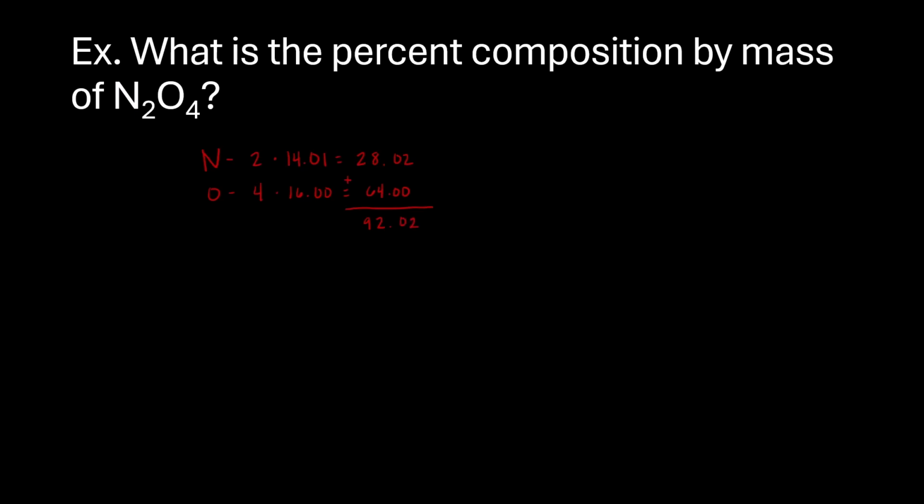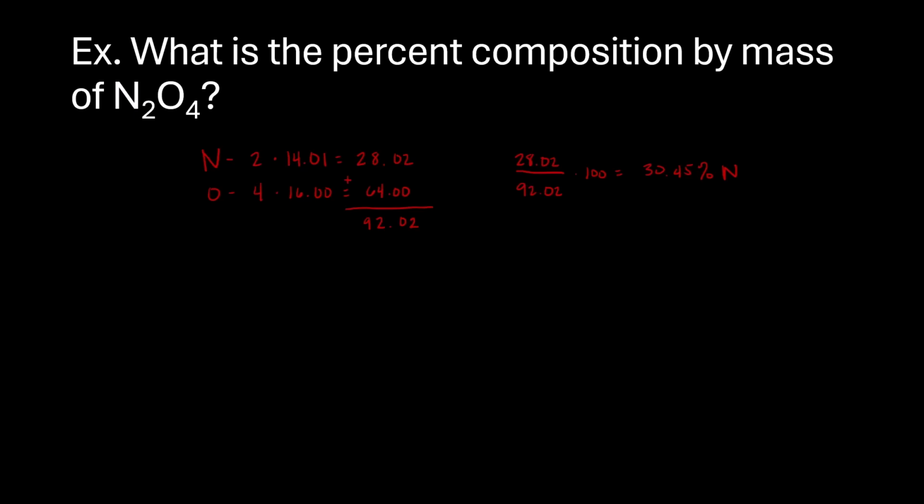Now what you do is you take your mass of the individual nitrogen in the compound, so we got 28.02. I'm going to divide it by 92.02. Multiply it by 100 to get a percent, and I'm left with 30.45% nitrogen. And so then what you can do is you can divide the oxygen out, or you can just subtract 100 minus 30.45 to get the rest.